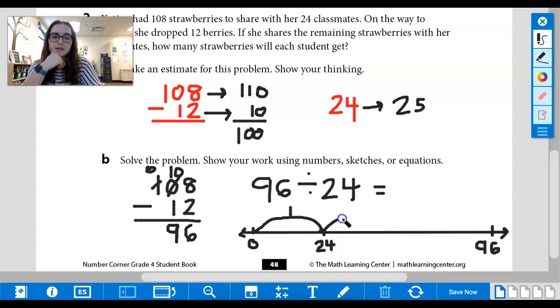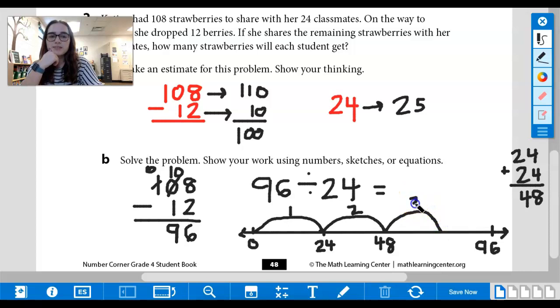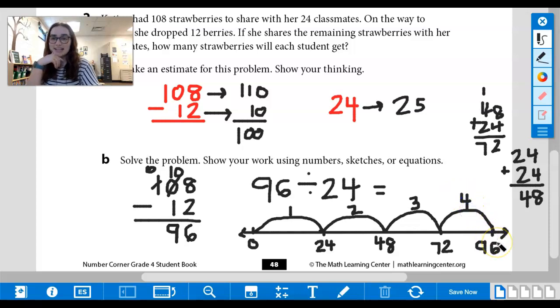Well, to figure out our second jump, we just add another 24. 24 plus 24 gives us 48. So that's what we land on our second jump. 48 plus another 24 we'll get 72. And if we add another 24 to 72, we land on 96. So we made 4 total jumps, which is the answer to our equation.